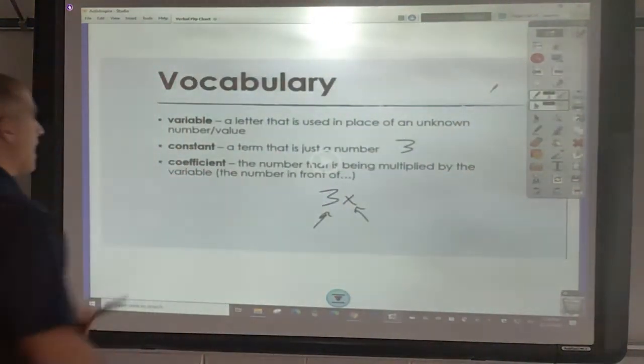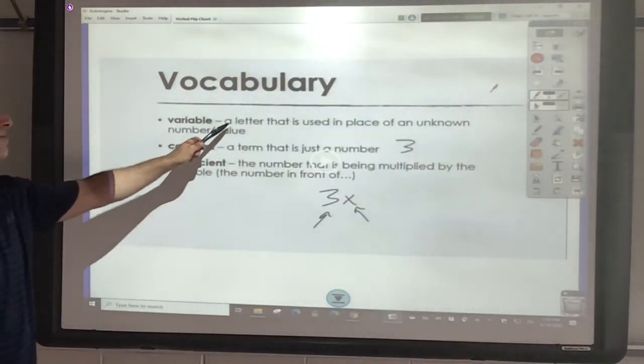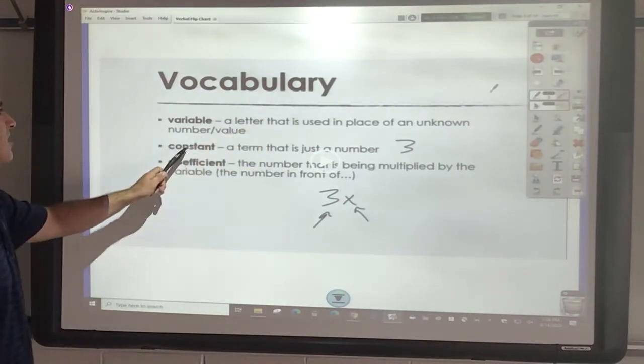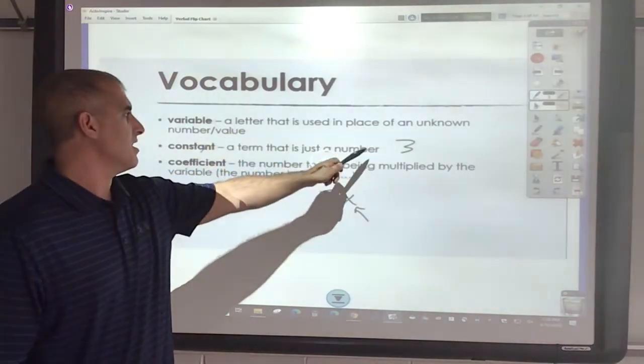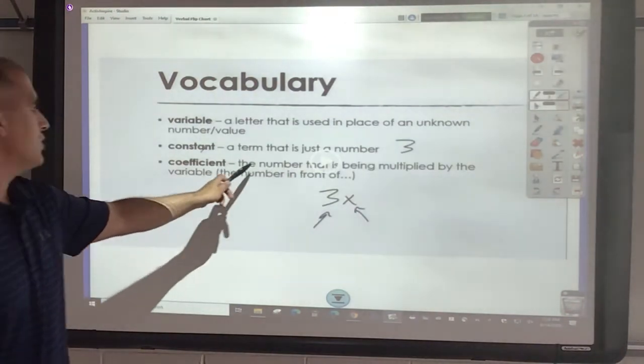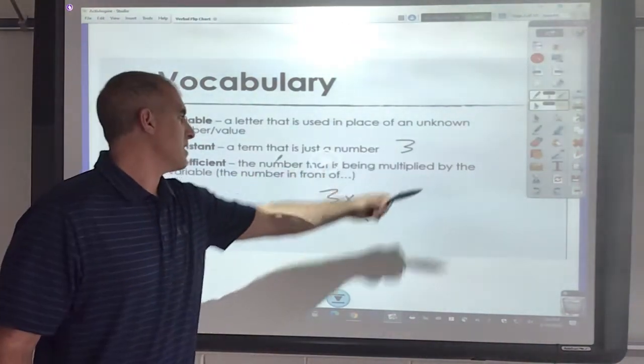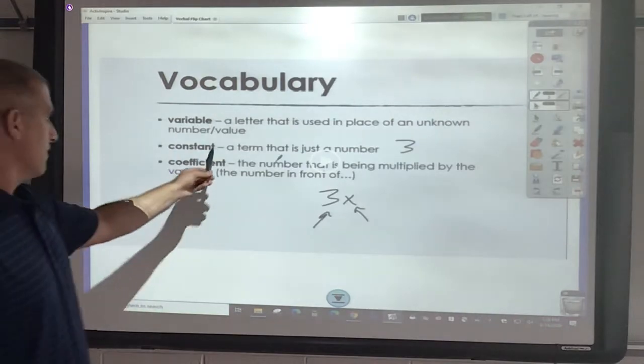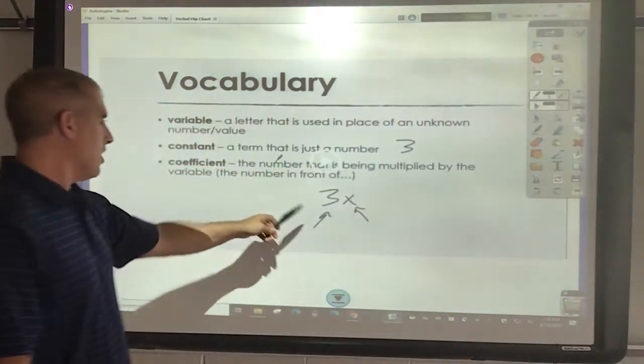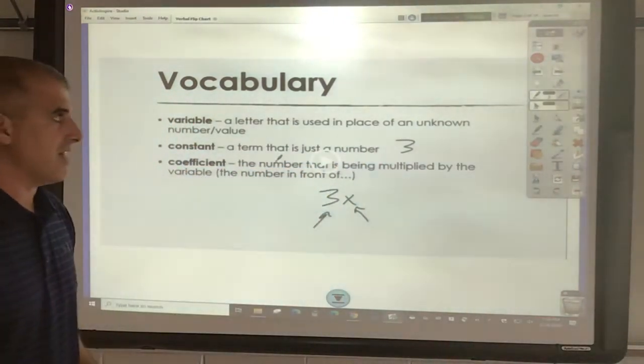Just want to go over the vocabulary. We've covered this already. A variable is a letter used to replace an unknown value. A constant is a term that is just a number. The coefficient is the number that is being multiplied by the variable. So, for example, a constant would just be the number. A coefficient, that number is when it's multiplied by a variable.